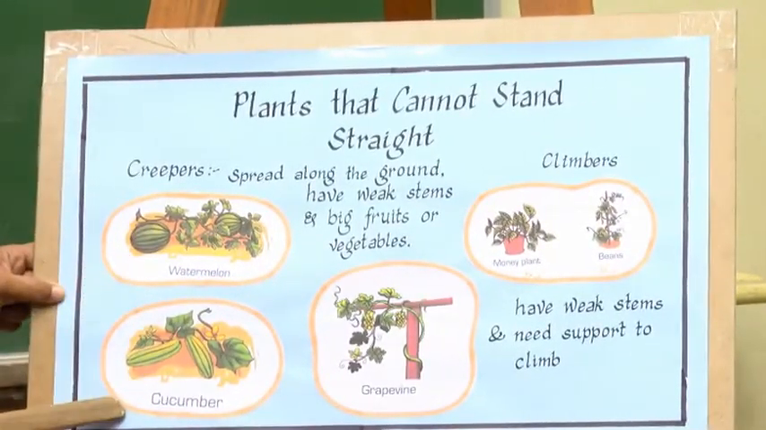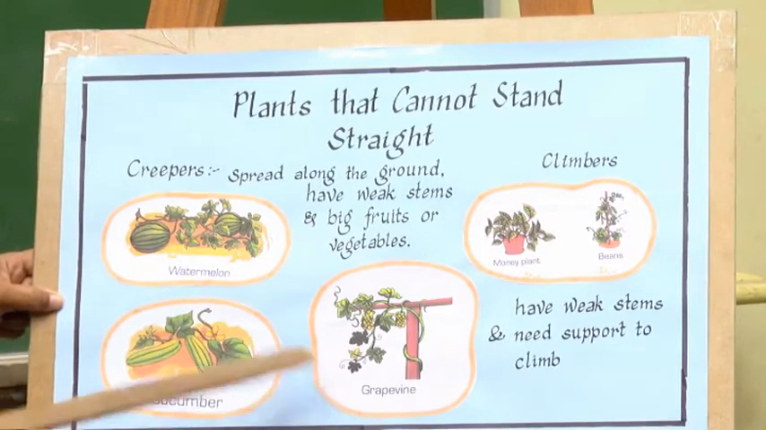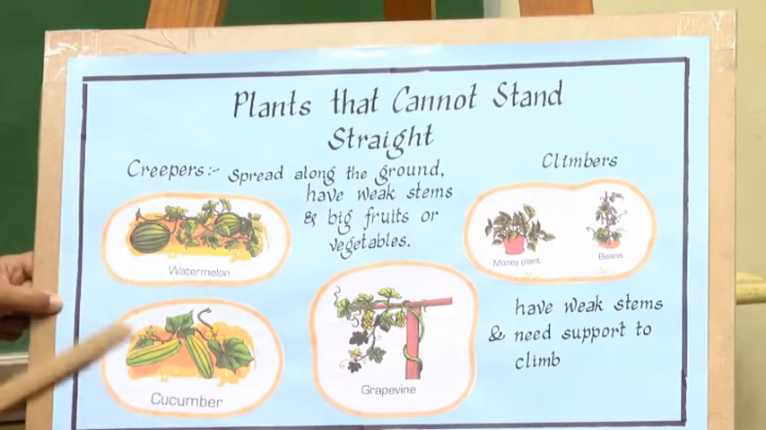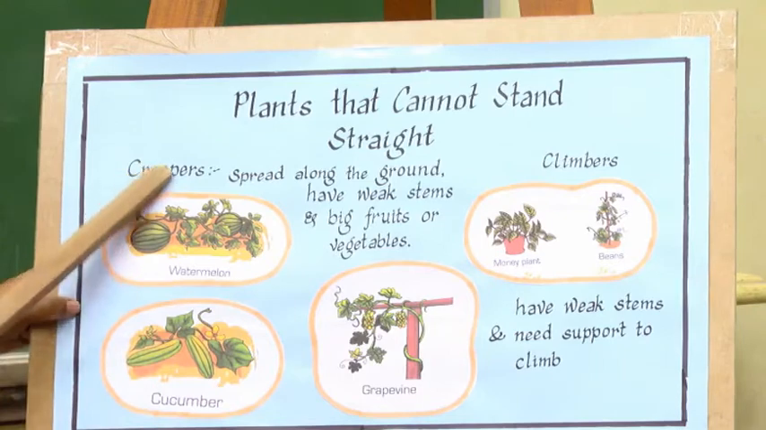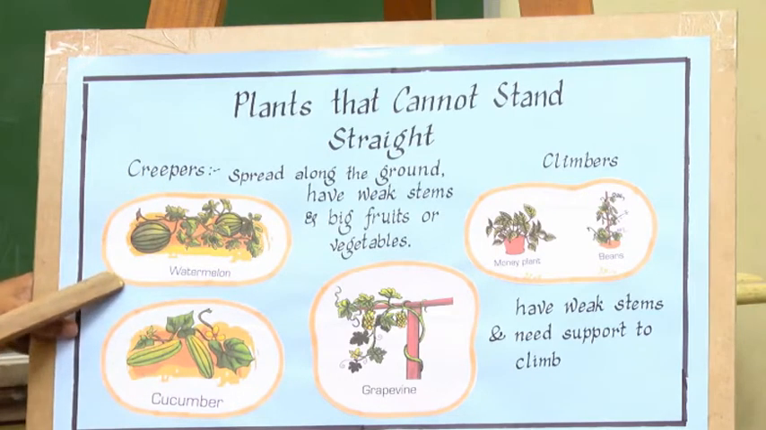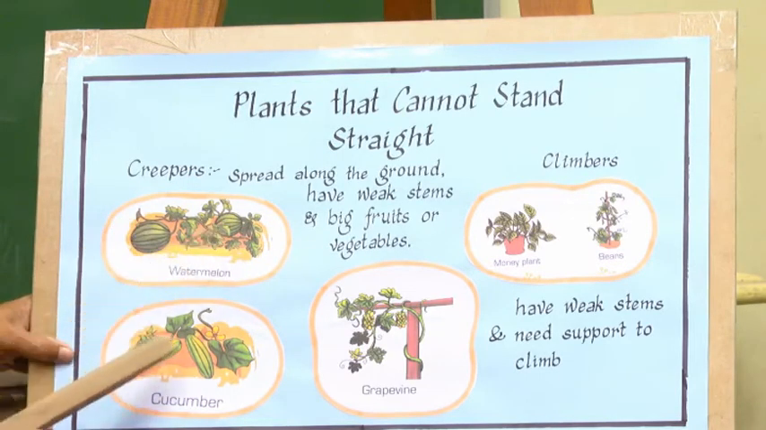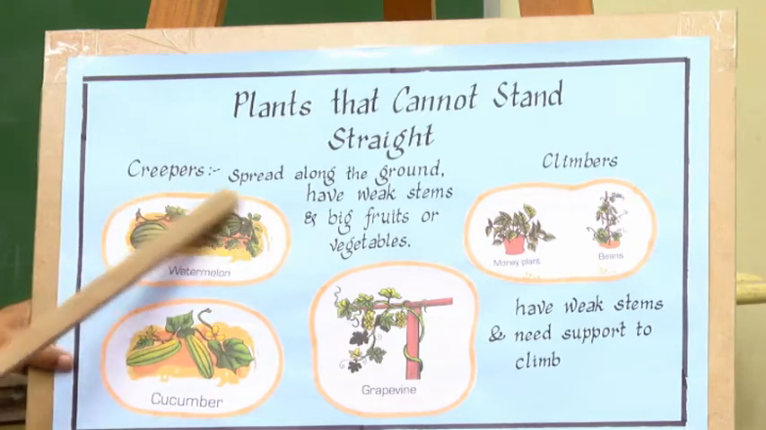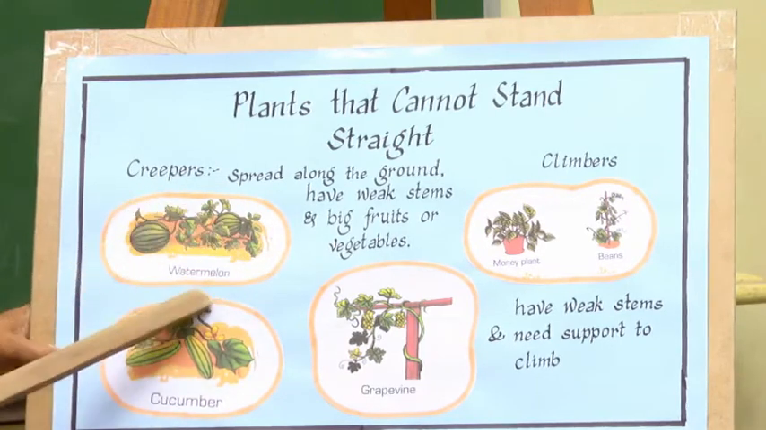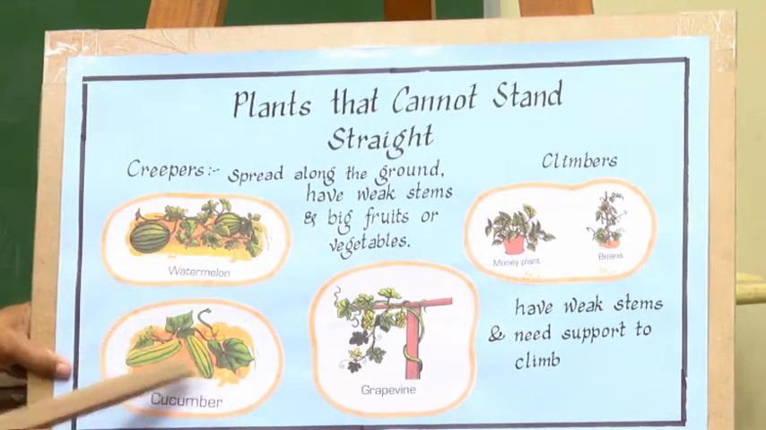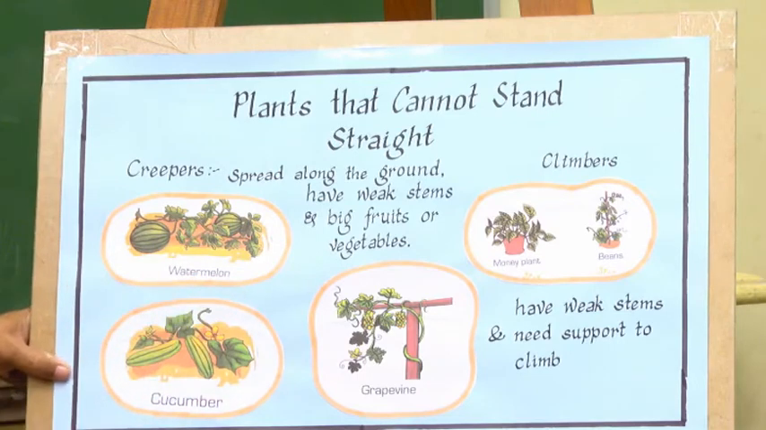Watermelon plant, cucumber plant and grapevines cannot stand straight. See, the watermelon plant spreads along the ground. Even the cucumber plant spreads along the ground. They have big stems and they bear big fruits, so they spread along the ground.